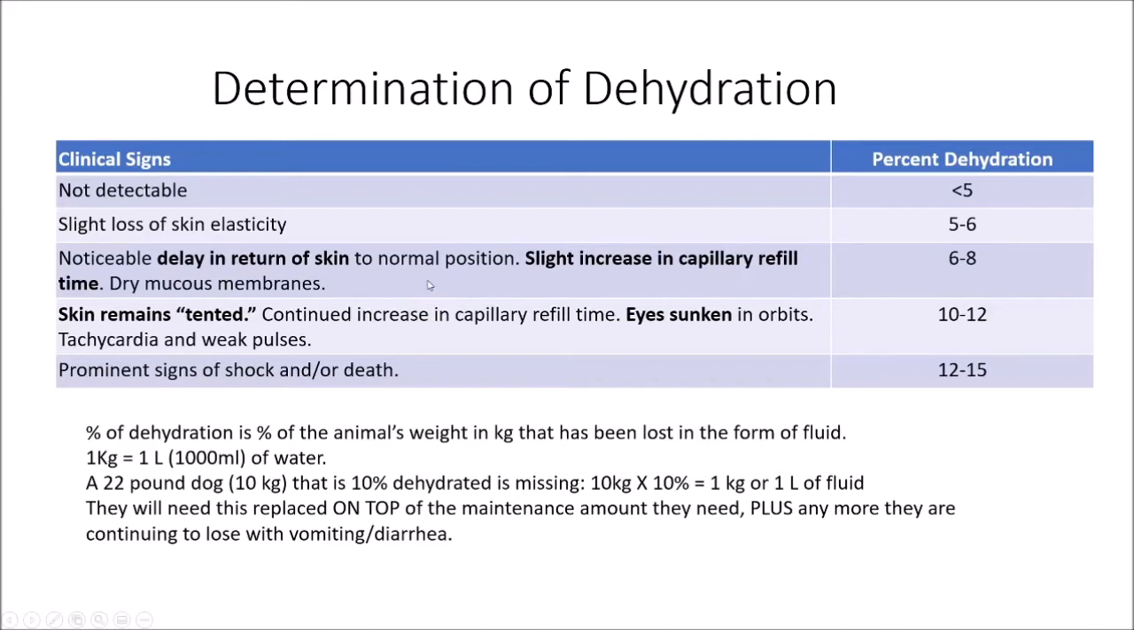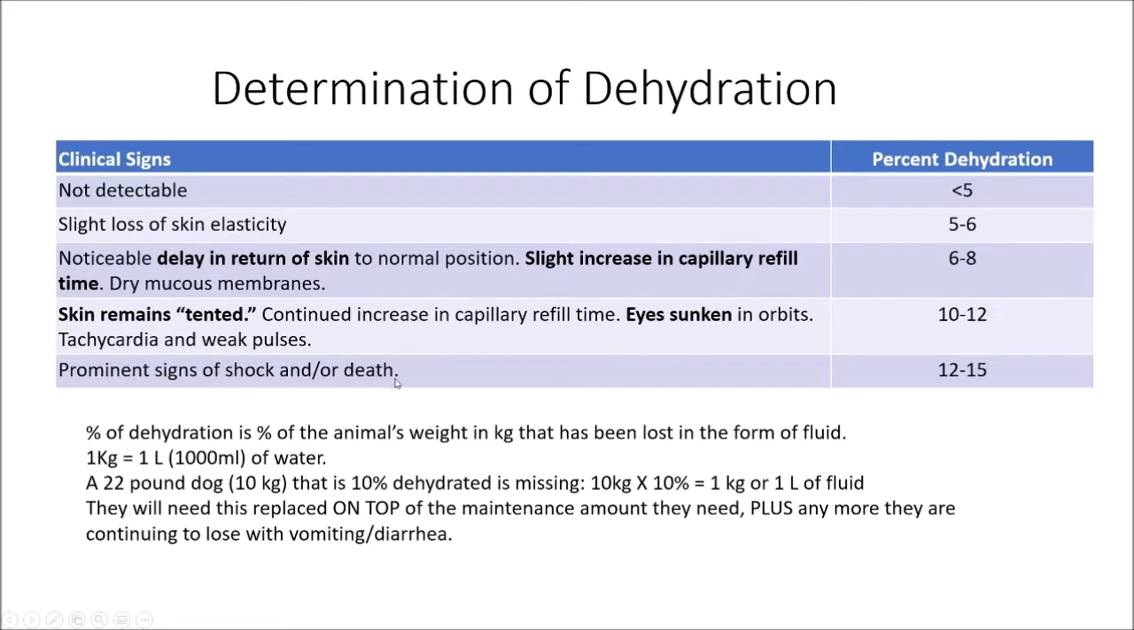At 10 to 12%, the skin will remain tented. They will have a continued increase in refill time. The eyes will be sunken in the orbits. They will be tachycardic and have weak pulses. At about 12 to 15%, they're going to be in shock and or heading towards death.